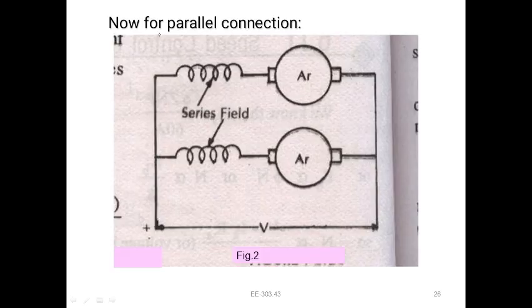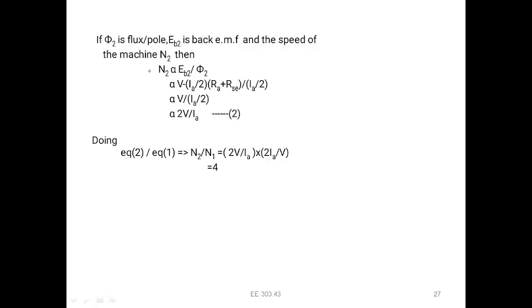If we go for the parallel connection, we combine the two identical series machines in parallel. At this time, the flux per pole is phi and the back EMF and speed can be N2. Here N2 is directly proportional to V by phi. So we get two equations, one for the series connection and one for the parallel connection.